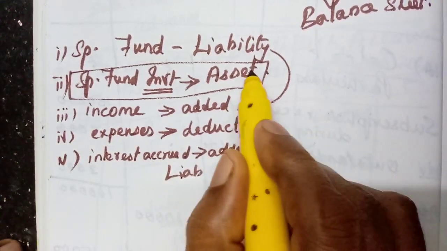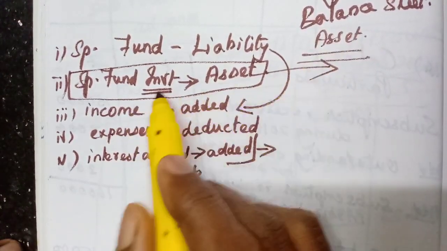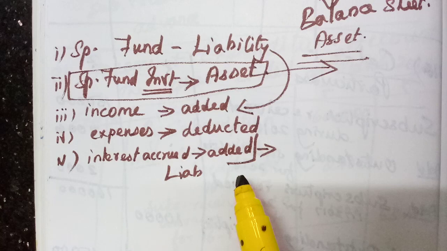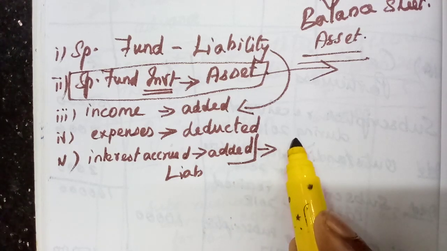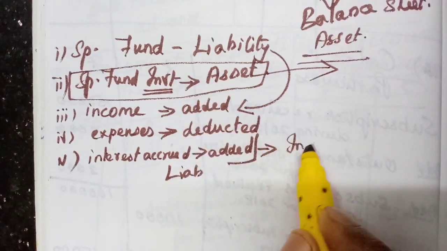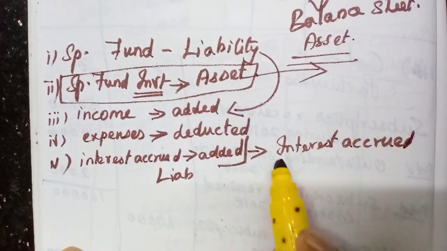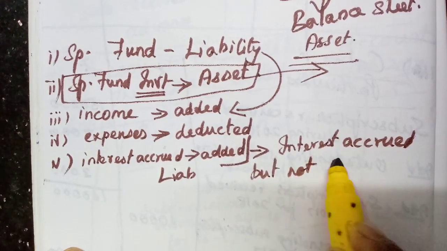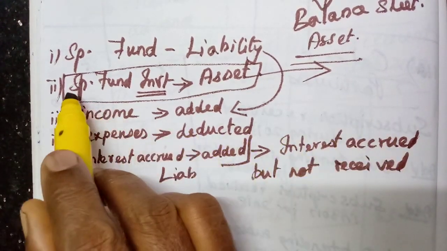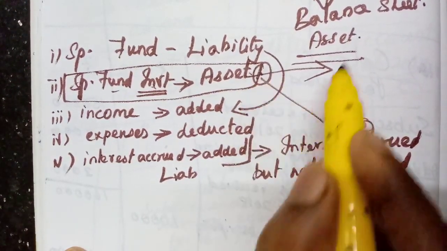Then, the asset side. Fund we will show, investment we will show on the asset side. But interest accrued on the specific fund investment may be added along with the specific fund investment, or we can write it separately, interest accrued but not received, because it is an asset. We have to write this on the asset side. So on the asset side, specific fund investment and interest accrued, we need to write these two.